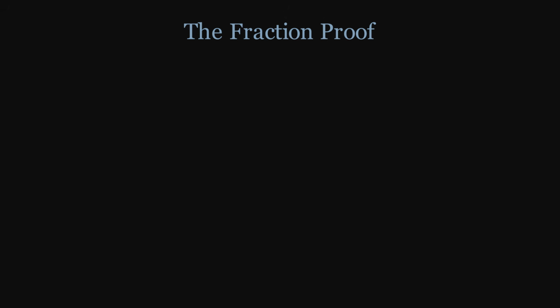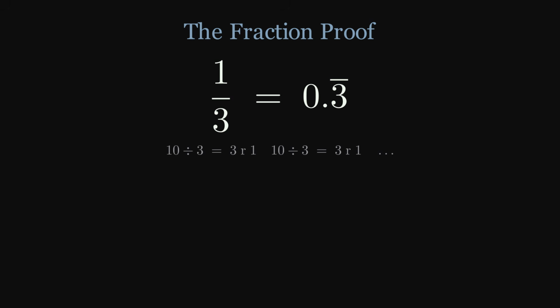It uses a fact that everyone learns in elementary school. 1 divided by 3 is 0.3 repeating. You can verify this by doing the long division. 10 divided by 3 is 3, remainder 1. 10 divided by 3 again is 3, remainder 1. Forever. The decimal is 0.3333. Now multiply both sides of that equation by 3.